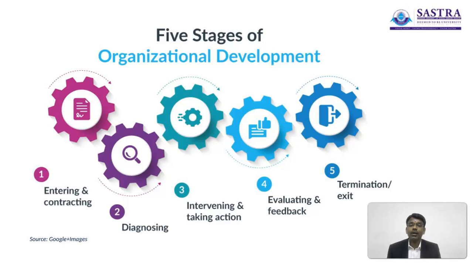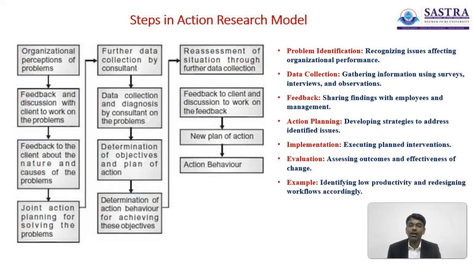We are stepping into the action research model, which is the significant model of OD. This model is a pioneer model. We can call it ARM, Action Research Model. This model facilitates organizational development towards performance and growth. What are we going to do in the model? Organizational perception of the problem, how a particular organization perceives the problem, and then entering into feedback and further discussion with the clients to work on the problems.